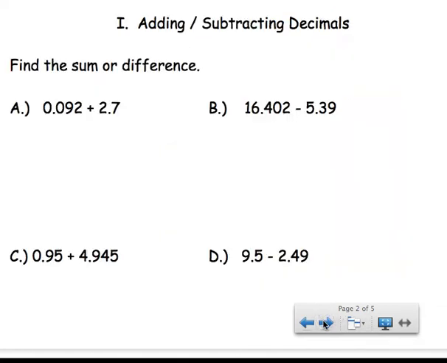We're going to start by looking at how you add or subtract decimals, quickly reviewing those two things before I ask you to try. In order to find the sum or difference when you have a decimal, the very first step is to just line up the decimals.